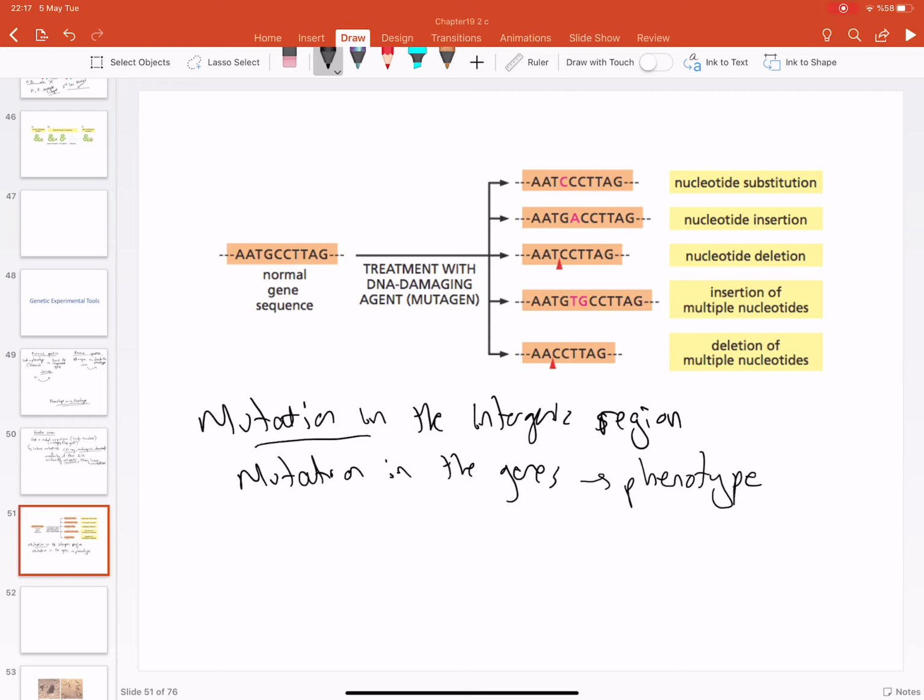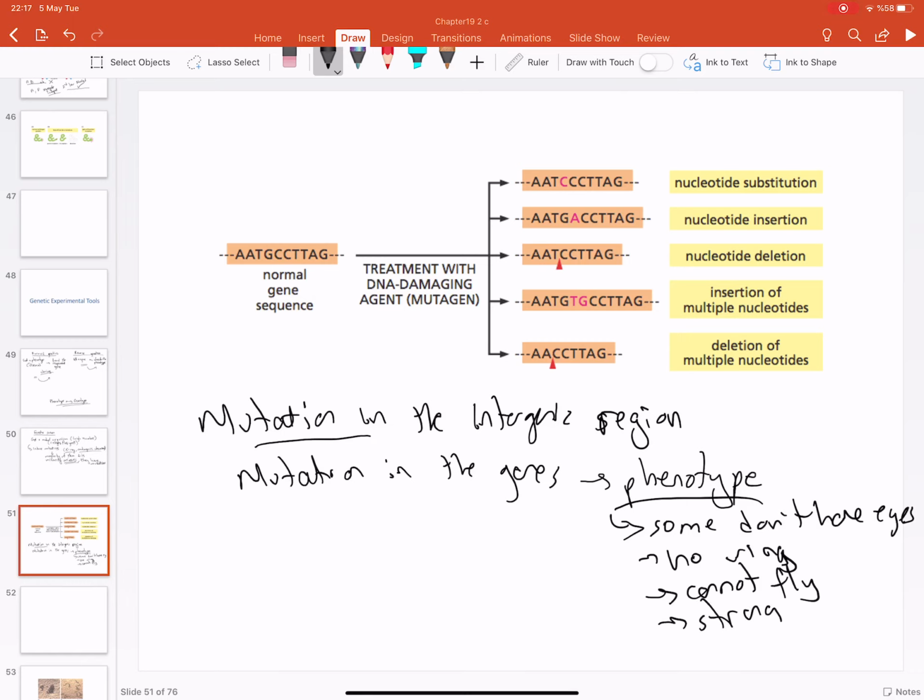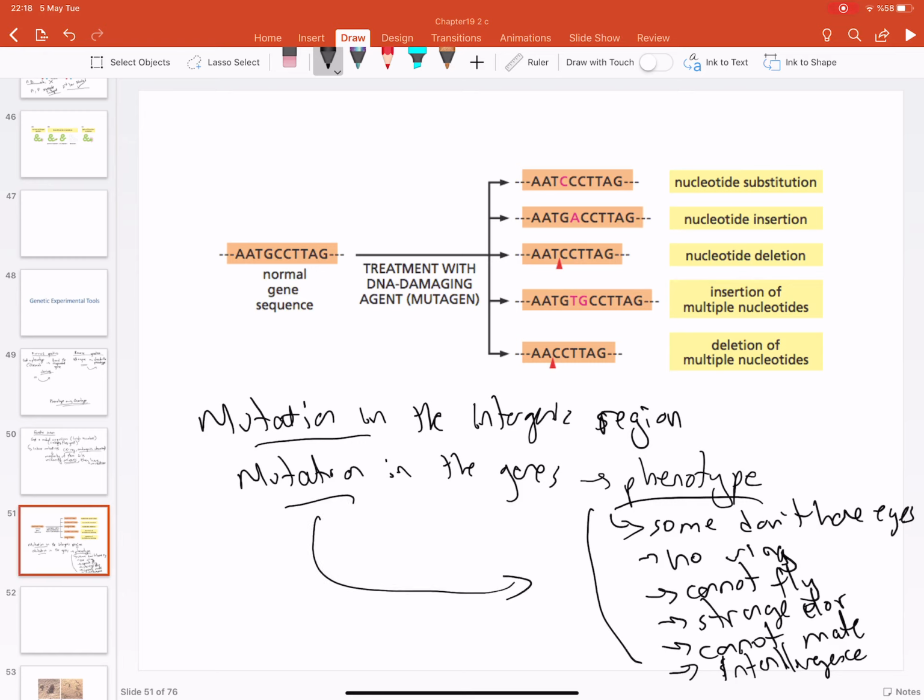They can have any kind of phenotype. For example, if you're talking about flies, maybe some don't have eyes, or some have no wings, some have wings but cannot fly, some have strange colors, some cannot mate, some are stupid, maybe they forget everything all the time, so they have very low intelligence, they cannot solve problems. You can check any kind of phenotypes, and you check these phenotypes, you know the mutations, correlate them.